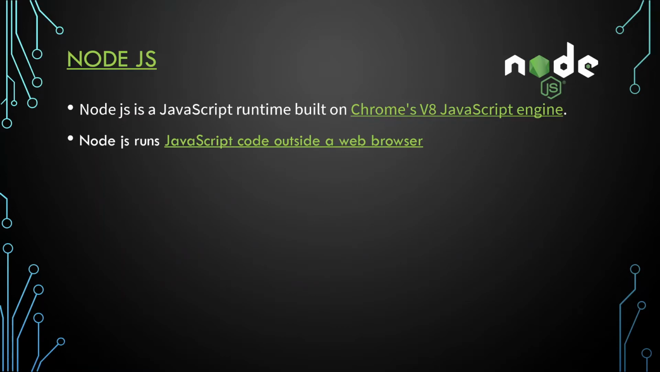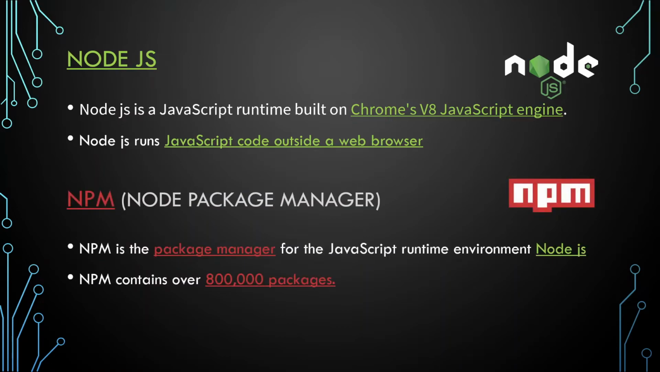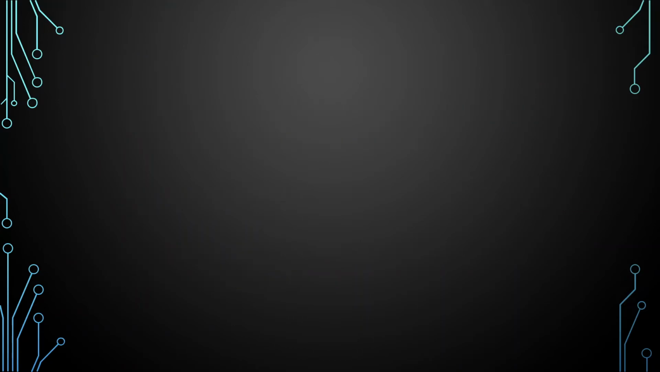So let's talk about what NPM is. NPM stands for Node Package Manager, which is the package manager for the JavaScript runtime environment Node.js. Just think of Node.js as the platform and NPM as the tool by which Node.js manages its packages. Currently NPM contains over 8 lakh packages, so it is a huge package manager. If you have any doubts regarding this, I will explain it one more time.